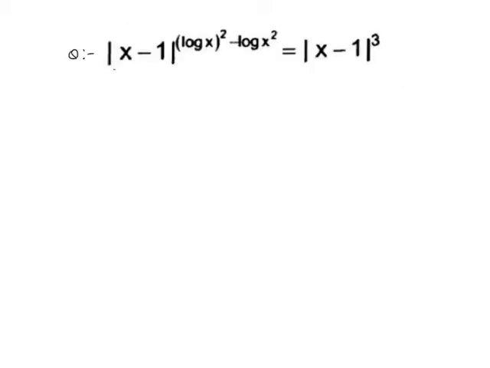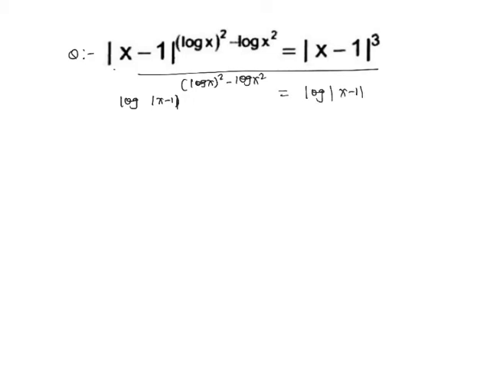Next question is modulus of x minus 1 whole power log x whole power 2 minus log x square equals log modulus of x minus 1 whole power 3. To solve these problems, what we will take? We will take log both sides. Log modulus of x minus 1 whole power log x whole square minus log x square equals log modulus of x minus 1 whole cube.